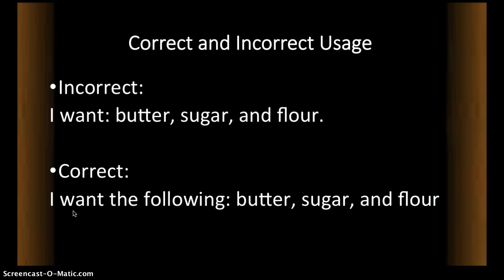Correct and incorrect usage. Incorrect usage: "I want," like the example before, because you cannot use it after the verb. So "I want butter, sugar, and flour" is incorrect. The correct way to say this would be "I want the following: butter, sugar, and flour."